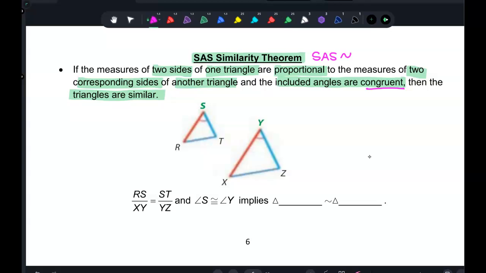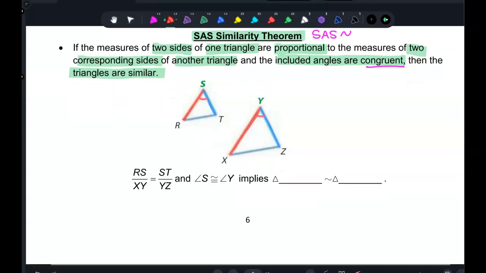So here we can see that RS and XY have the same proportion as ST and YZ, but we need to know the included angle, where those two sides meet. Those have to be congruent, and then we can say triangle RST is similar to triangle XYZ.